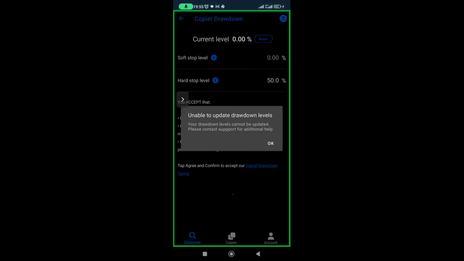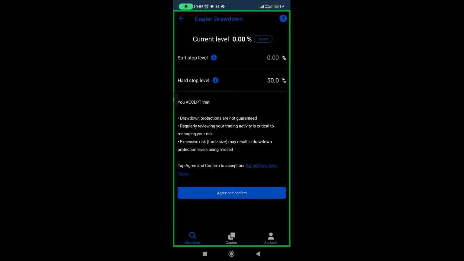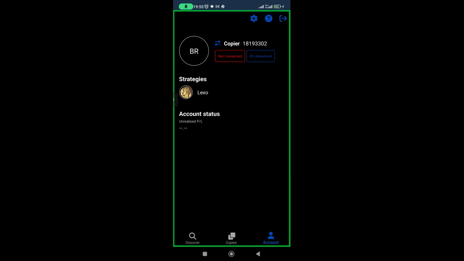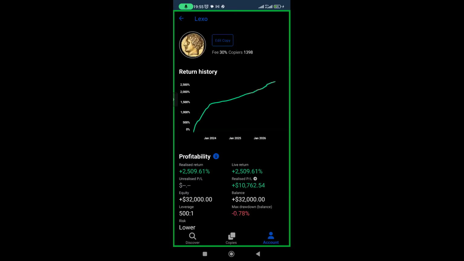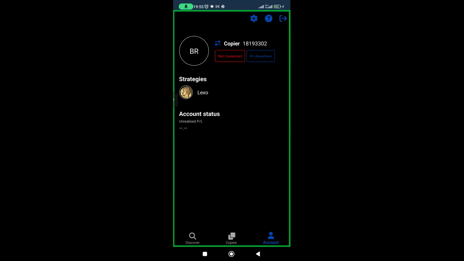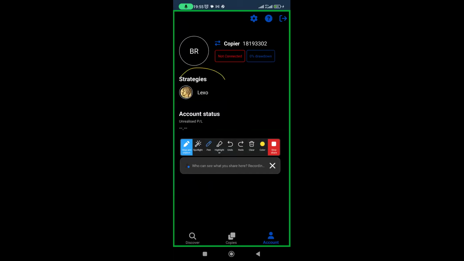Right now, you're seeing it's unable to update the drawdown percentage levels because currently the platform is undergoing maintenance, but the maintenance should be done before morning. So that's why it's showing me this error message. But right now, we've actually copied Lexo, and you can see that it's showing strategies here. The strategies here show Lexo, which I'm copying. It's not showing not connected because he hasn't started picking trades.